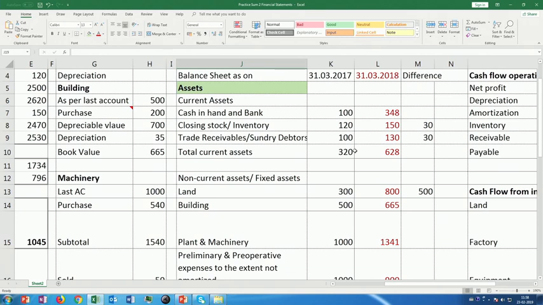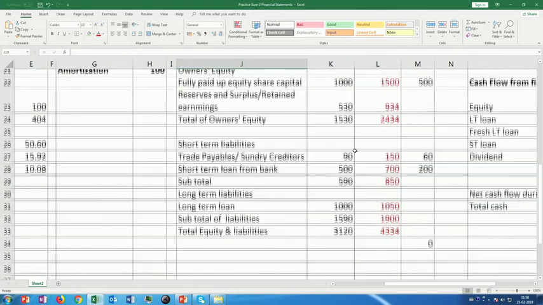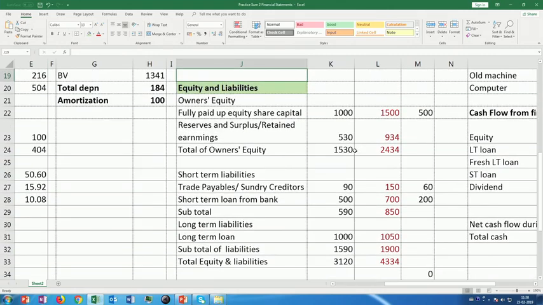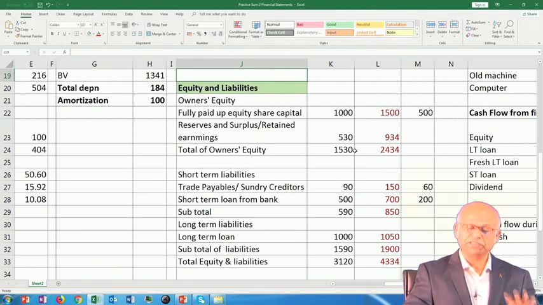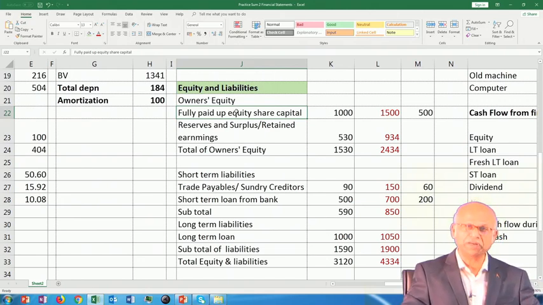When you look at the balance sheet, the liabilities that you see, equity and liabilities, these are sources of money. This is very important to understand. So, let us go one by one. Owner's equity: two components make up owner's equity. One is fully paid up share capital. That means owners have brought money to the company. So, this is a source of money, coming from the owners.